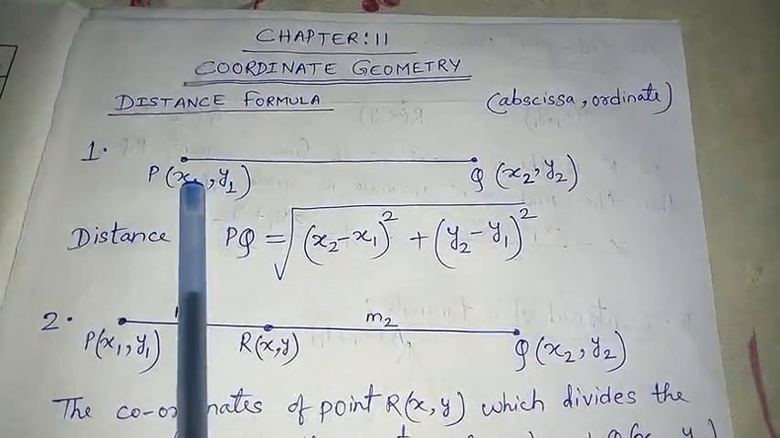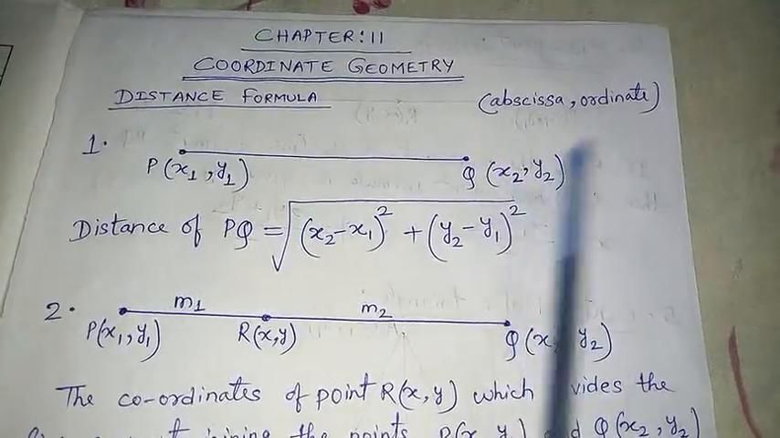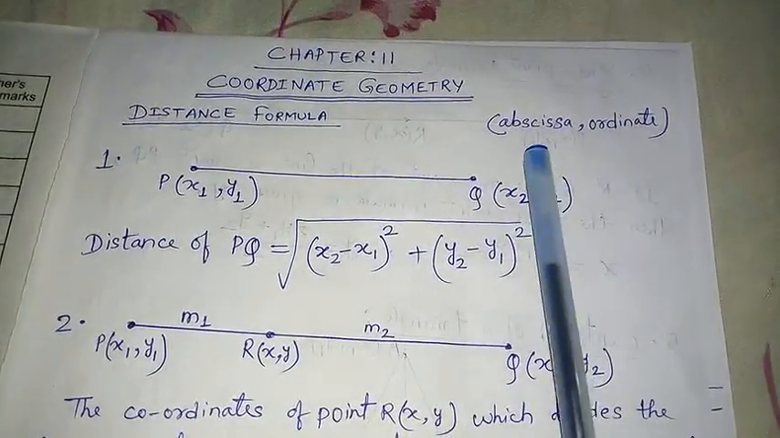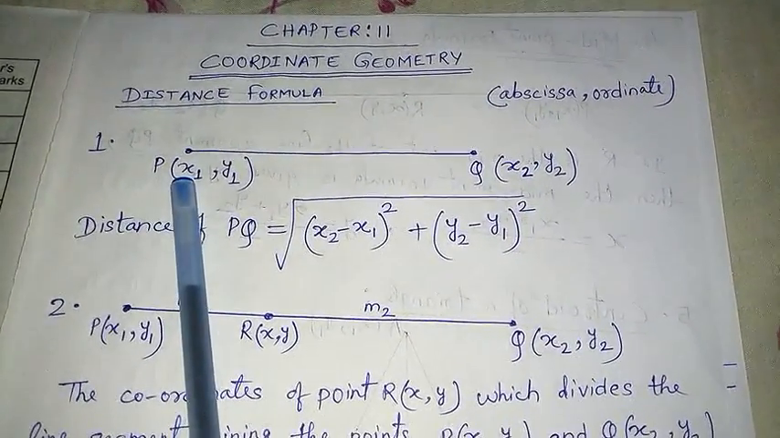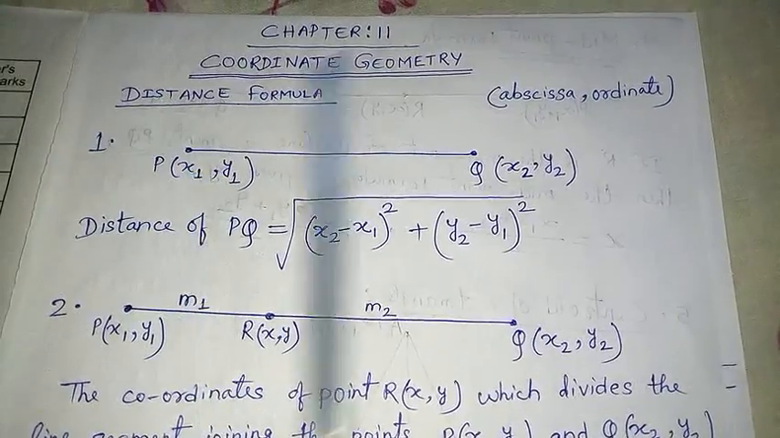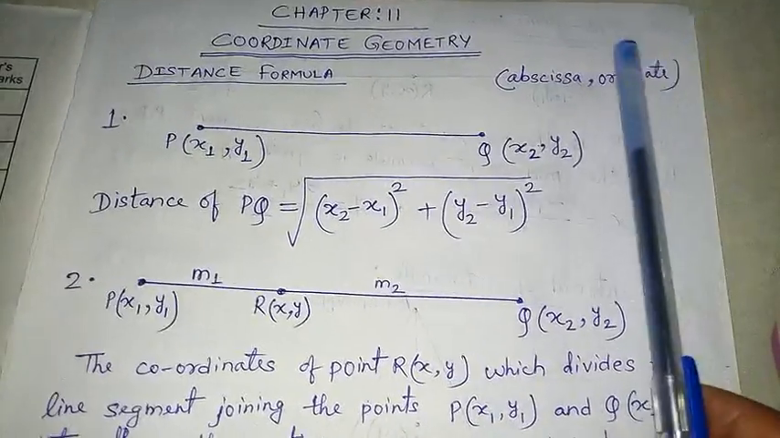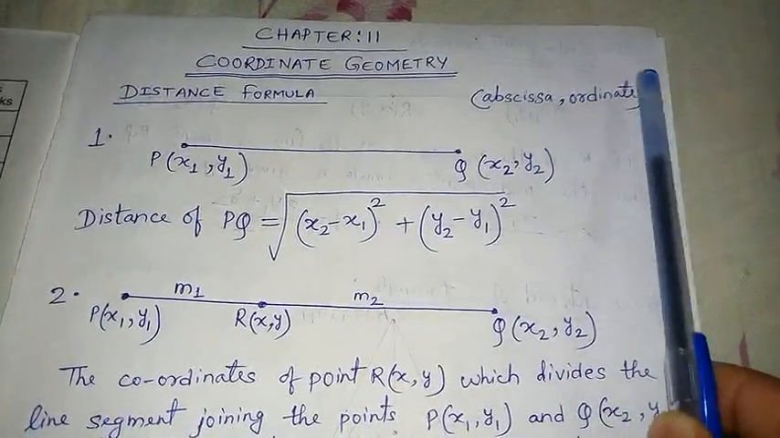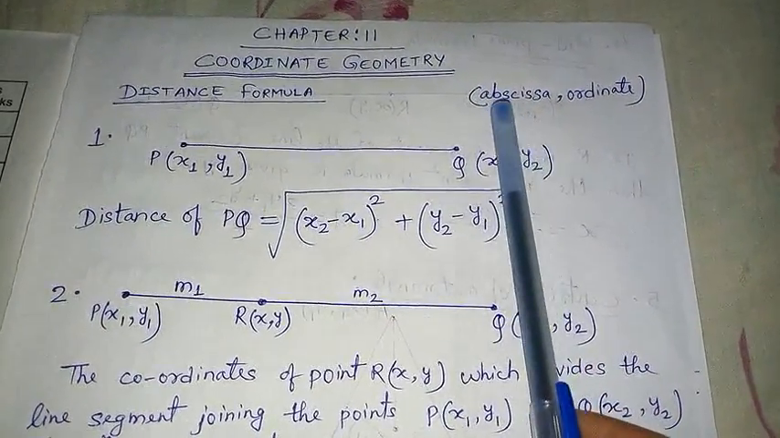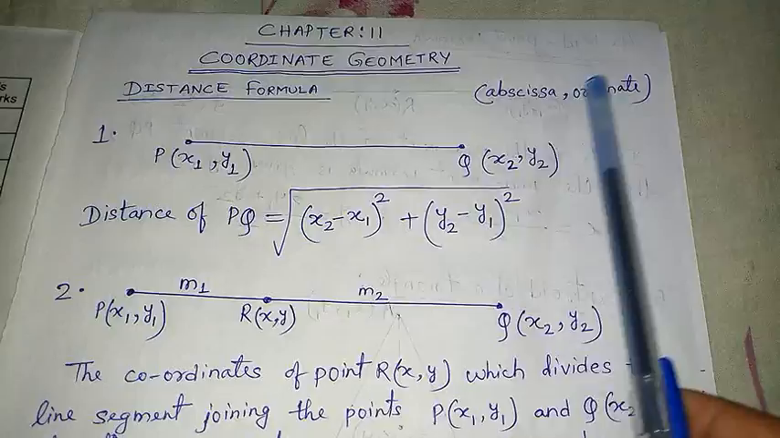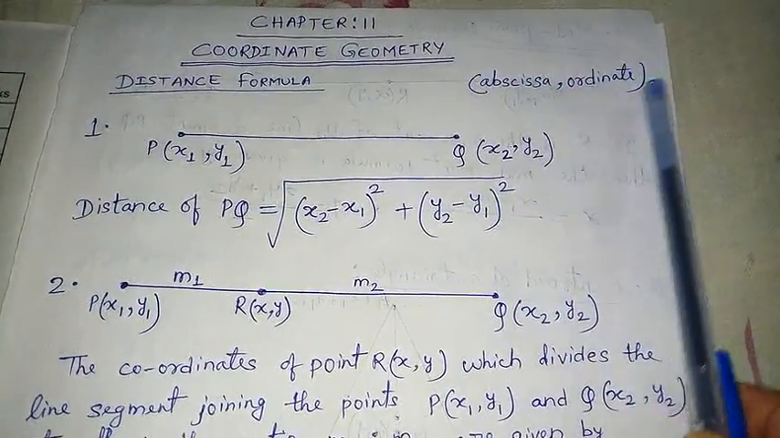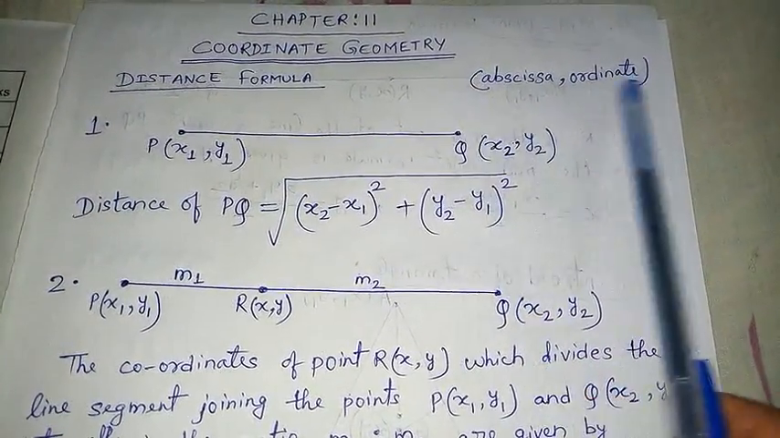As you all know, these points are part of coordinate geometry, where the first number is called abscissa and the second number is called ordinate. So abscissa and ordinate combine together and form a coordinate.